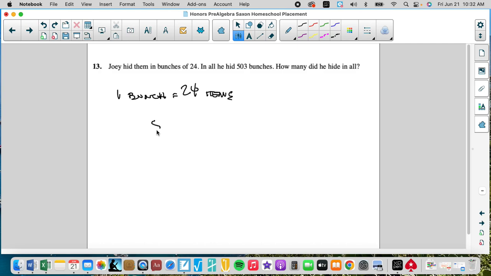So if he had 503 bunches, how many items does he have? Well, he's going to multiply it by 24 because each bunch is equal to 24. So if we multiply it, we get 12,072 items in all. A lot of people would divide 24 into 503, thinking that he hid them in bunches of 24. Yeah, bunches of 24. I see it this way: 503 bunches.